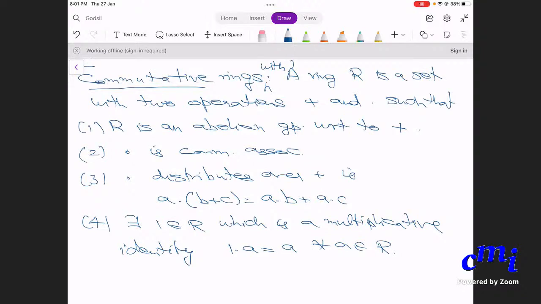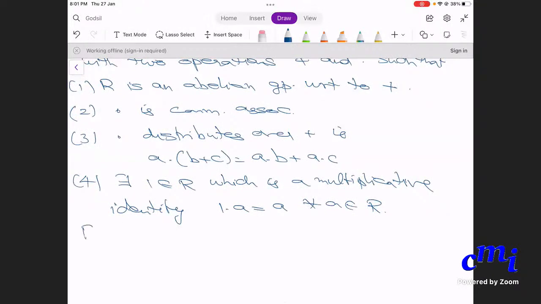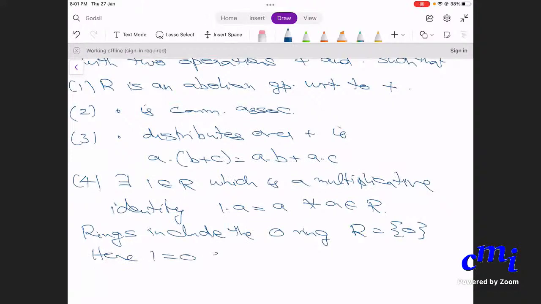Now there is one ring which is very special among these. Rings include the 0 ring. This 0 ring is a ring with only one element, which is 0, right? And that's the identity element of that abelian group. The identity 1 is also 0. Here 1 equals 0, and it's the only ring where 1 is 0.